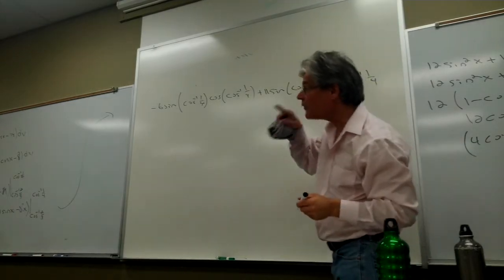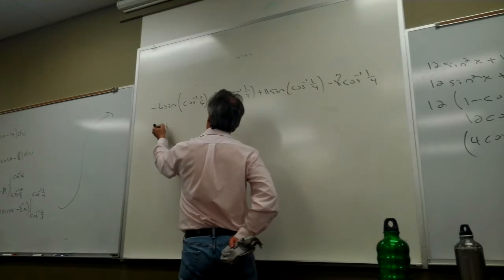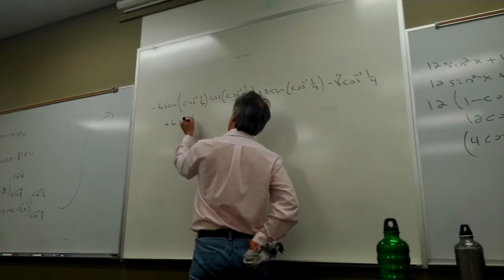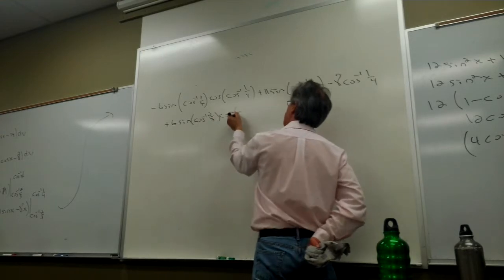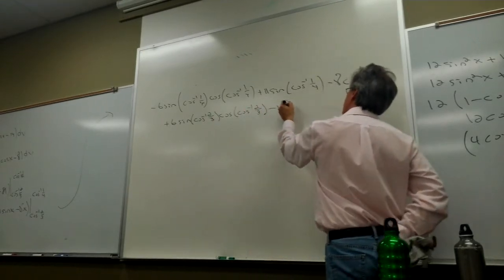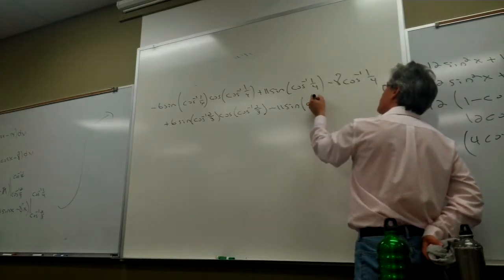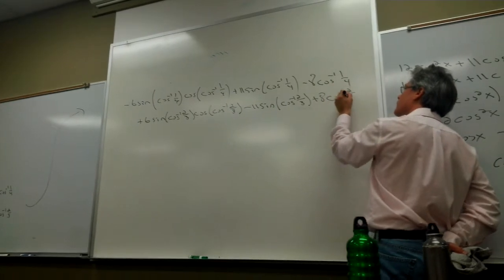And I got to subtract off that antiderivative at the lower bound of integration. But that would be plus 6 times the sine of the inverse cosine of 2/3 times the cosine of the angle whose cosine is 2/3, minus 11 times the sine of the angle whose cosine is 2/3. And finally, plus 8 times the angle whose cosine is 2/3.